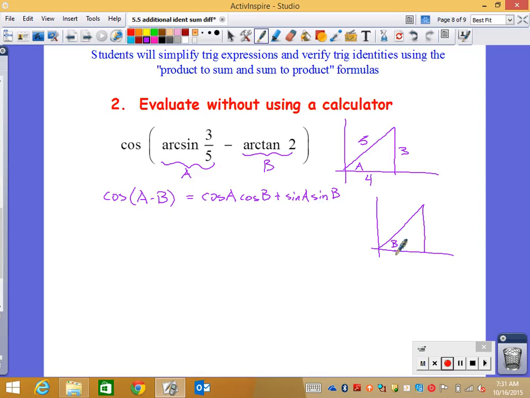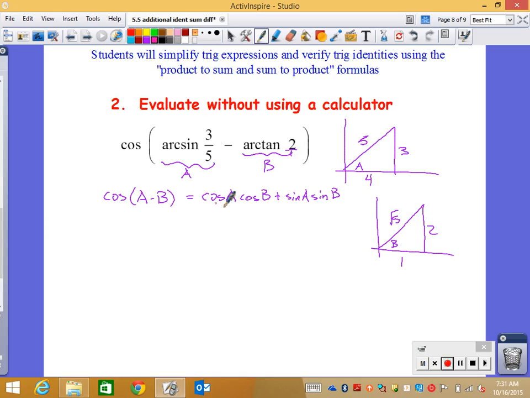Well, tangent is opposite over adjacent. Let me think of this as 2 over 1. So my opposite is 2, my adjacent is 1. Using the Pythagorean theorem, this leaves root 5 as my hypotenuse.